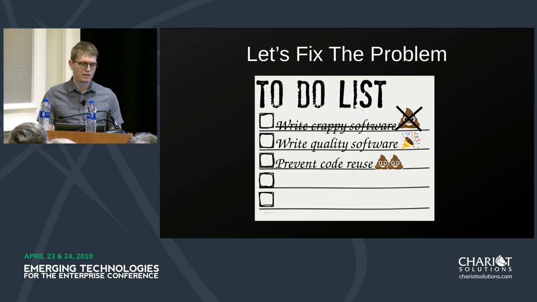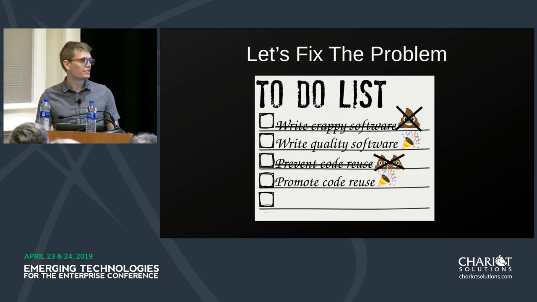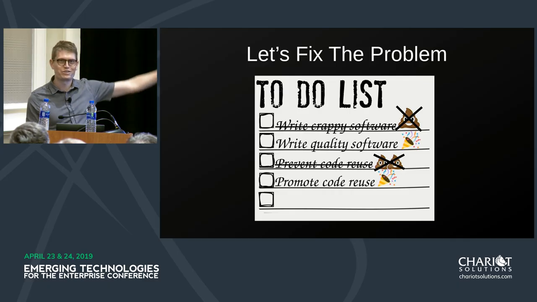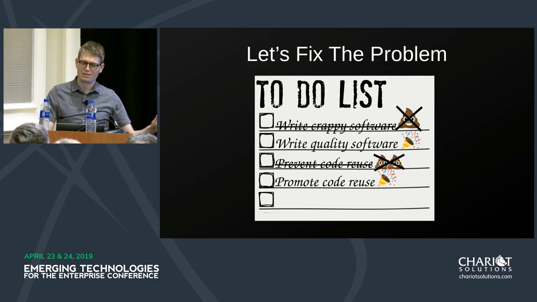Okay, so we're gonna have to go back to this to-do list, and we're gonna have to cross off that one and promote code reuse. That's what we wanna do instead. I think that if we just edit the to-do list of all the programmers, this should solve the problem. So let's see what the implications of this are.